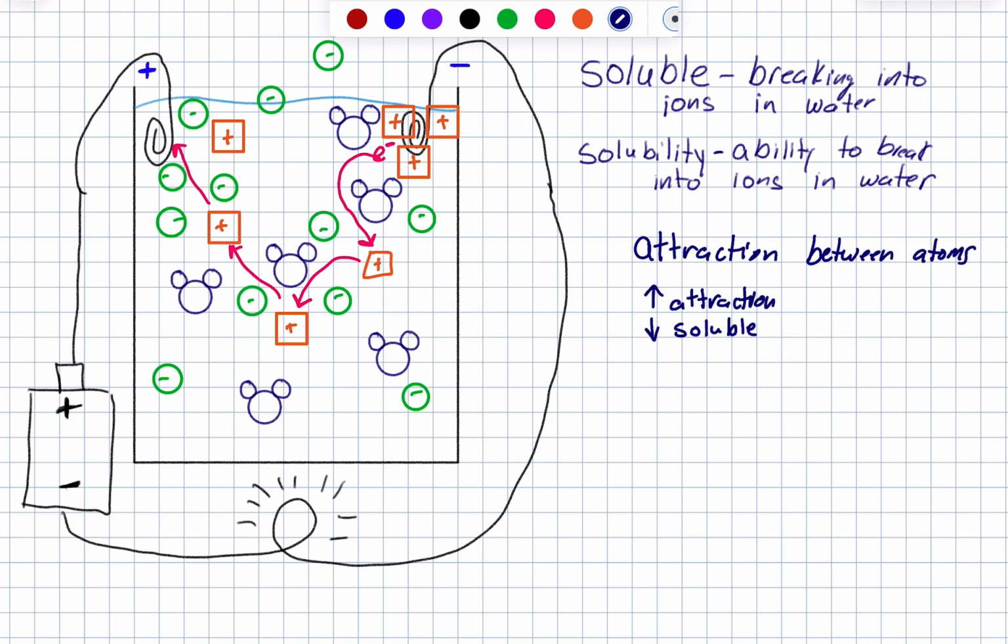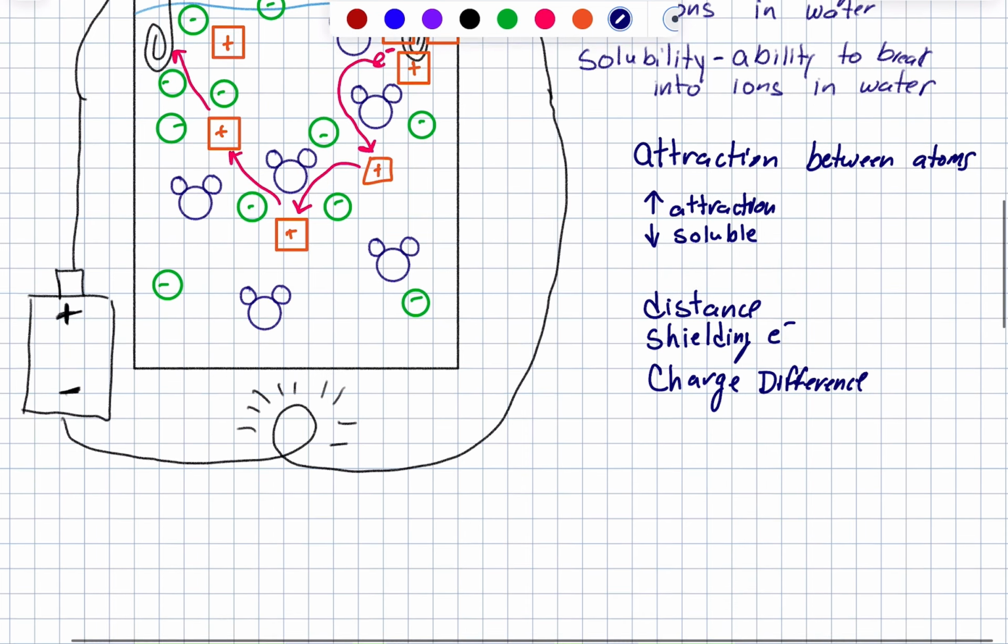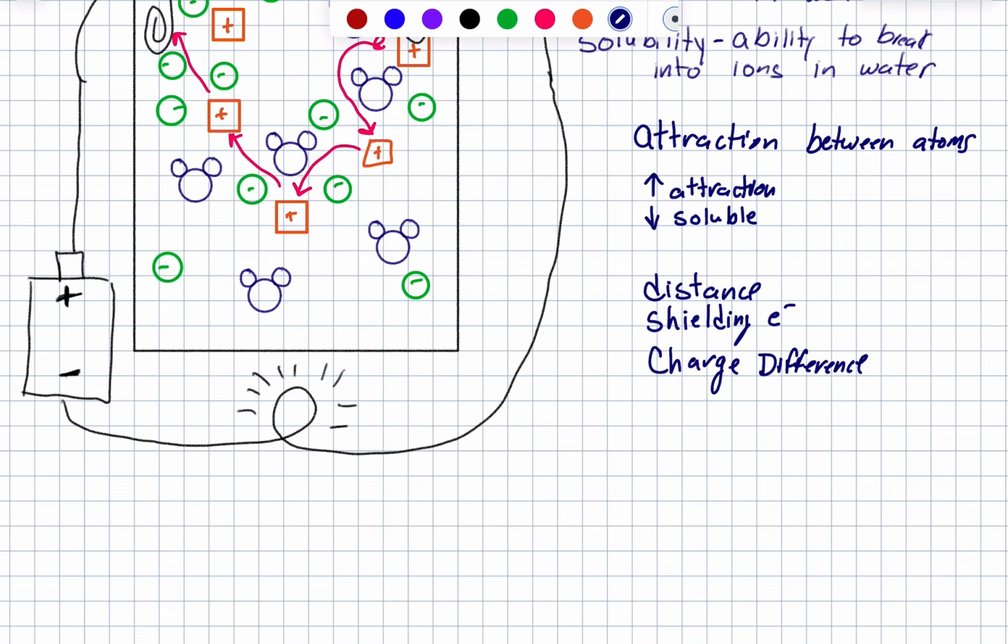And so the way that we can tell about the attraction is, if you remember from the last unit, you can look at distance, you can look at shielding electrons, and you can look at charge difference. This is new in this unit. And charge difference is exactly what it sounds like. It's the difference between the charges in our ions.